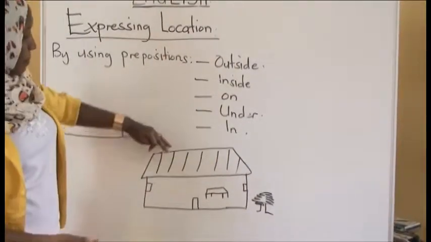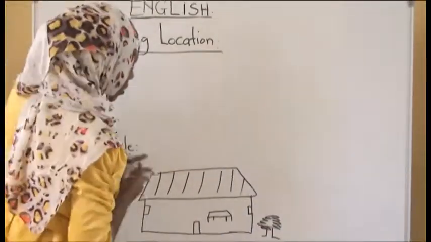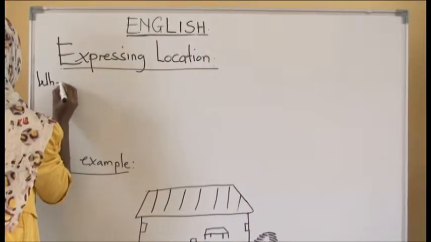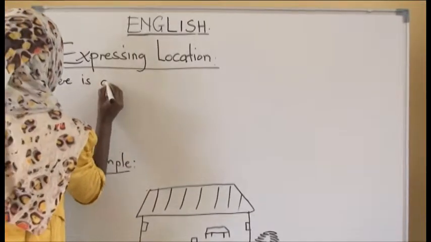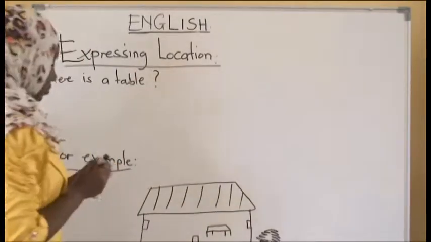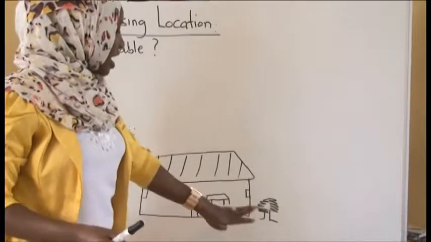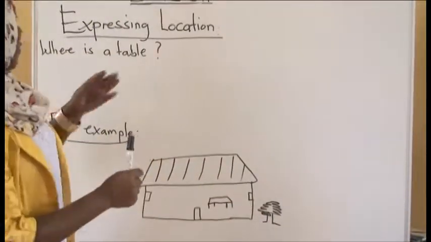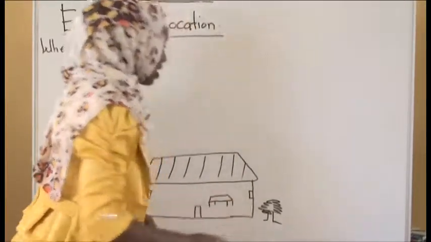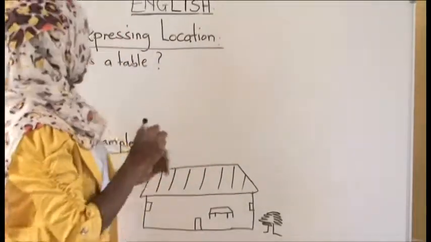So, according to our picture here, if you are to ask, where is the table? Our house is here and the table is here. We have a tree here, but we are asked where is the table. And since the table is here, in this house here, we are going to say the table is inside the house, like this.